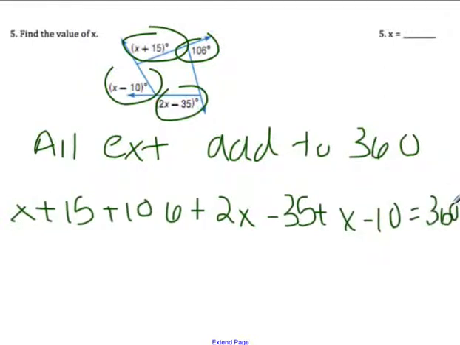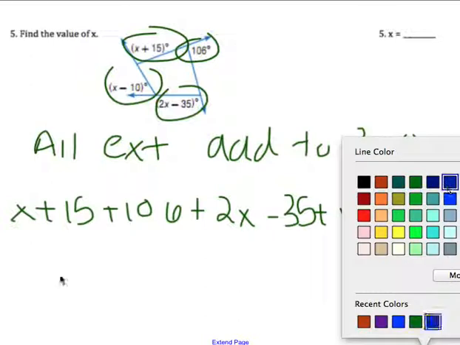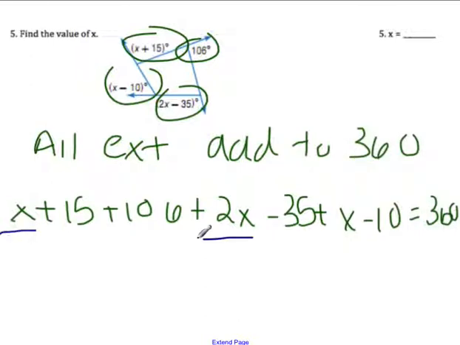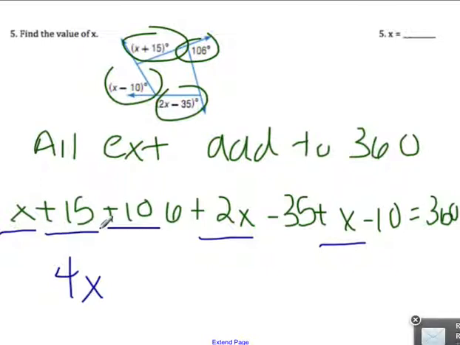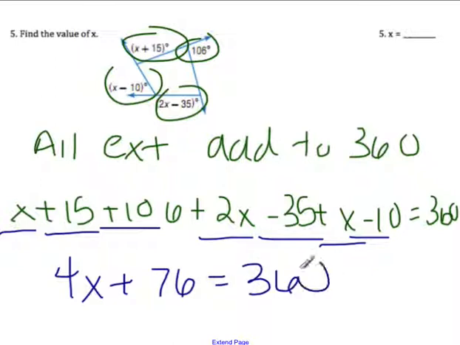So let's calculate out our x's. I'm just going to get out my calculator and do this. So I have 1 plus 2 plus 1. Well, that's going to give me 4 x's. Then I'm going to calculate out my number. So on my calculator, I'm going to do 15 plus 106 minus 35 and then minus 10. So when I add all of that, I end up with 76, and that's equal to 360.